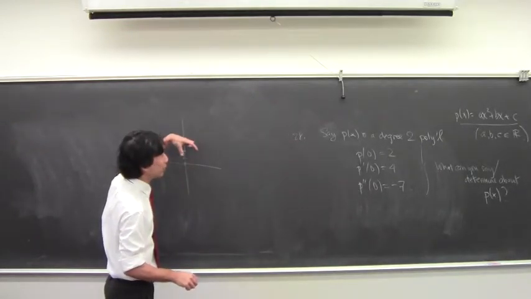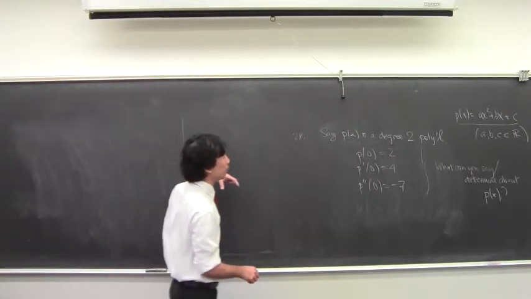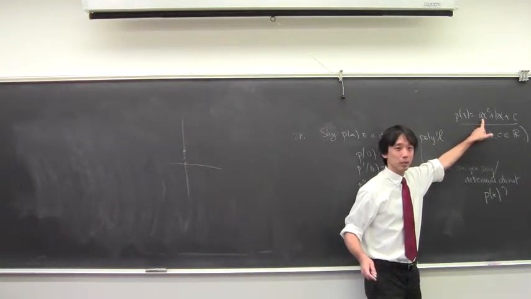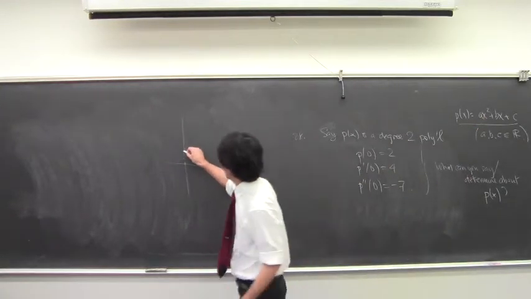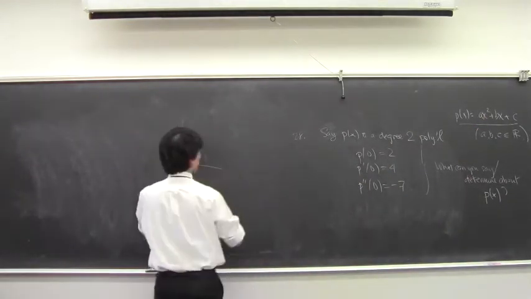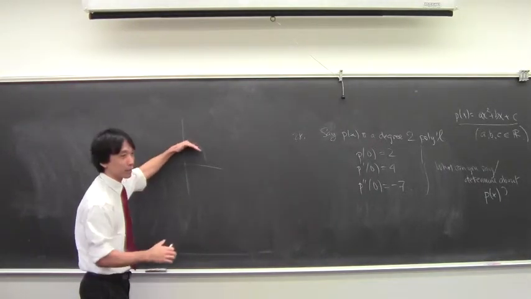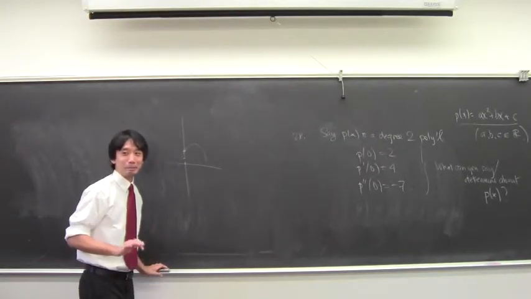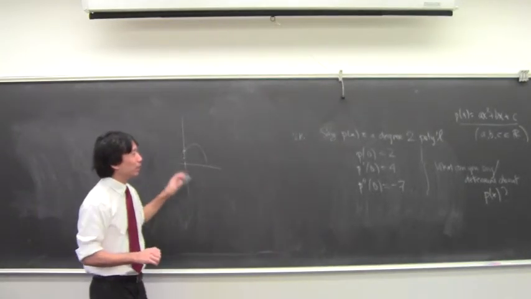So that gives you some information about the polynomial, right? In particular, something about A. What does it tell you about A? A is negative, because you see this thing is curving, and you know it's a parabola. If it's curving like this, it's got to be curving downwards. So you know that A is negative.